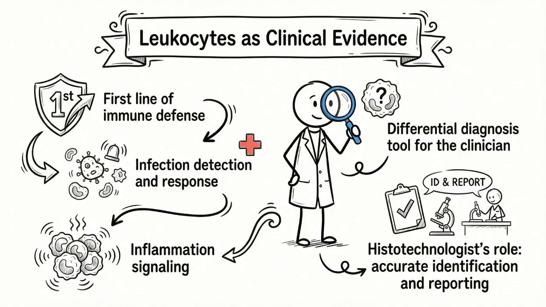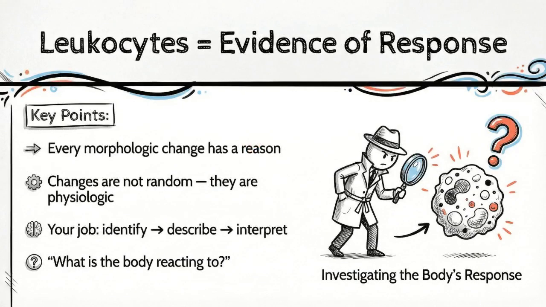Next, we'll dive deeper into how these cells provide that evidence. Every single morphologic change you observe in a leukocyte has a reason. These changes aren't random, they're the body's way of communicating what's happening internally.